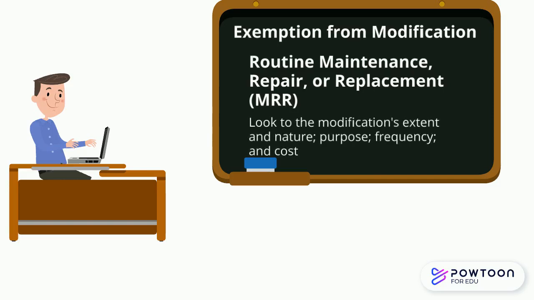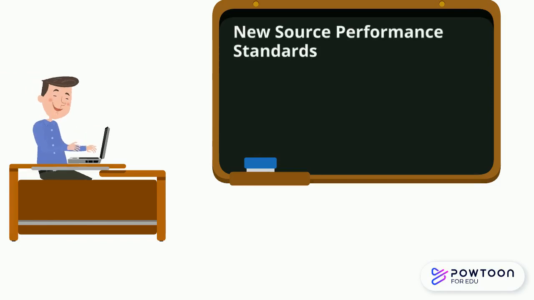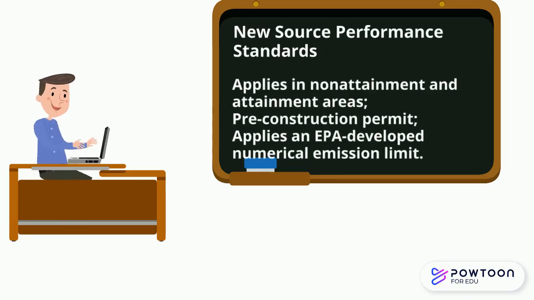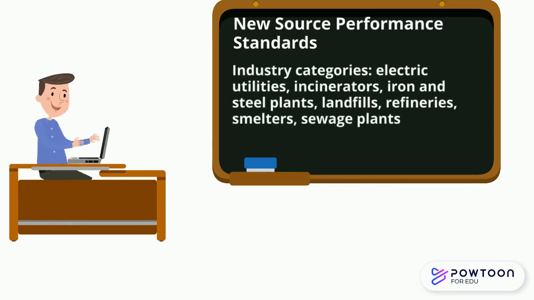The New Source Performance Standards program applies in non-attainment and attainment areas. They require a pre-construction permit for new or modified sources, just like the non-attainment NSR program. But NSPS applies an EPA-developed numerical emission limit, unlike the other technology standards, which the states get to define. It's important to note that NSPS only applies to certain industry categories that EPA has identified and created a standard for, some of which are listed here.